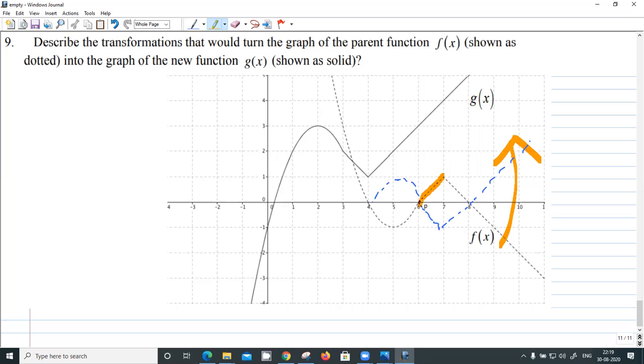See, this thing will become like this one, right? And the next one, this U thing will become like this. And this line will become like this one. And then that dotted line will come down. And then I have to shift it left by some distance. 3.